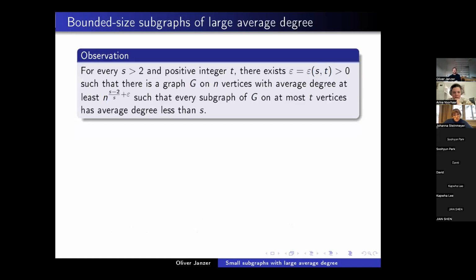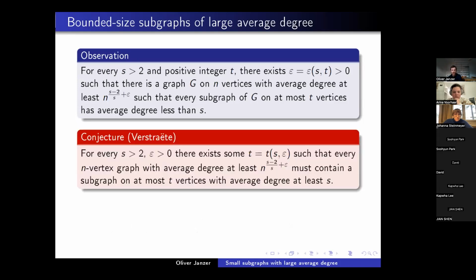And the observation is you have to start with something strictly more than n to the (s-2)/s. Because if you just start with average degree n to the (s-2)/s, then there are examples which do not contain subgraphs on a bounded number of vertices with average degree at least s. That's again just a simple random graph construction.